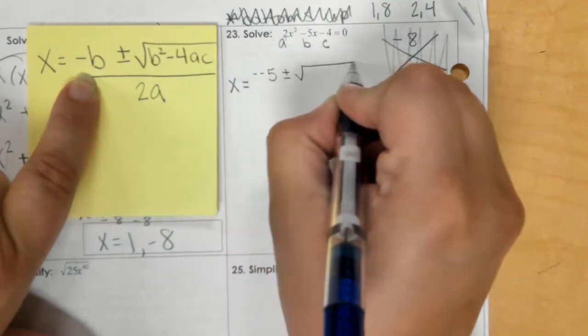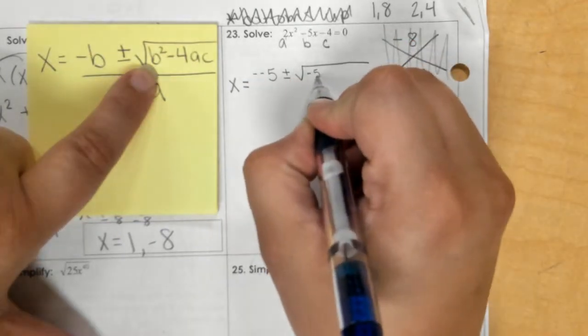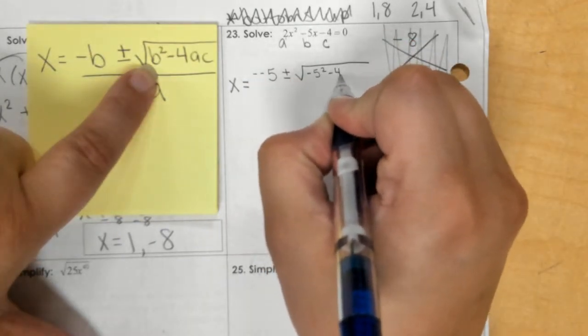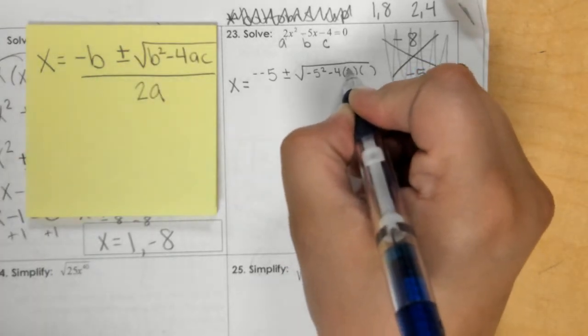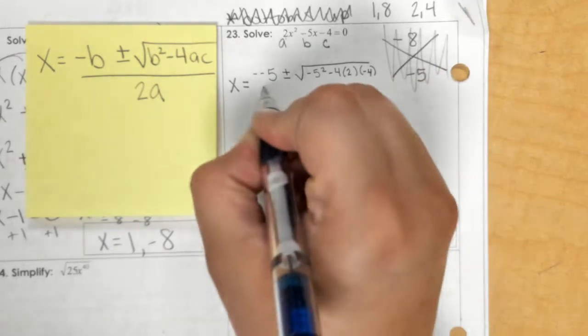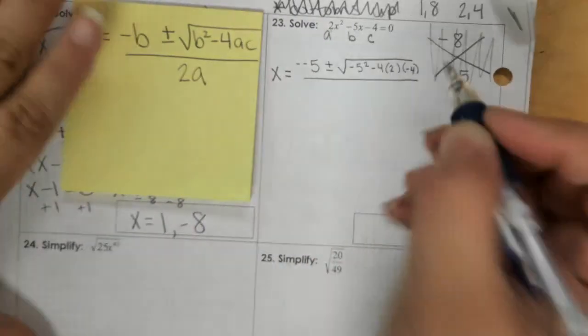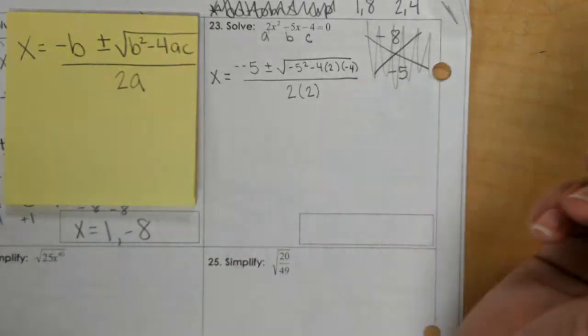Plus or minus b squared. So negative 5 squared minus 4 times a times c. So a is 2 and c is negative 4. All over 2 times a, and a is 2.